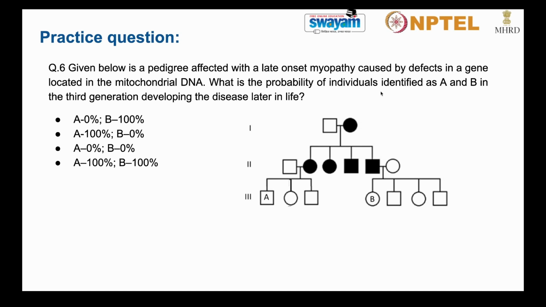What is the probability of individuals identified as A and B in the third generation developing the disease later in life? So in this, they have given you the pedigree and you have to tell this is a mitochondrial DNA. So the gene is present in the mitochondrial DNA. So this means that it is a maternal inheritance pattern. And you have to tell what is the probability that A and B will develop the disease in the later stage of their life.